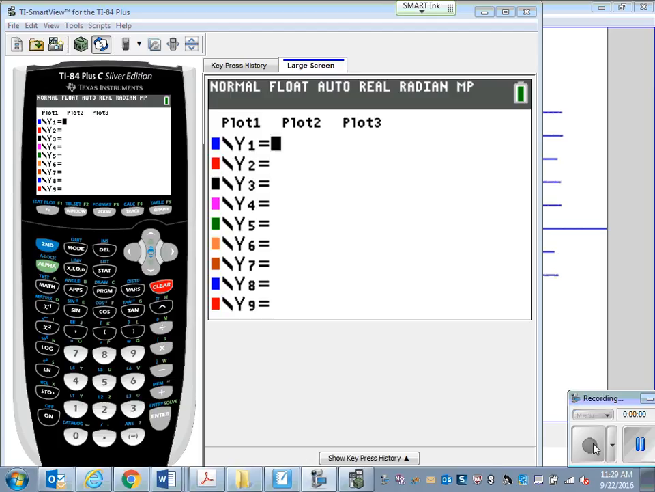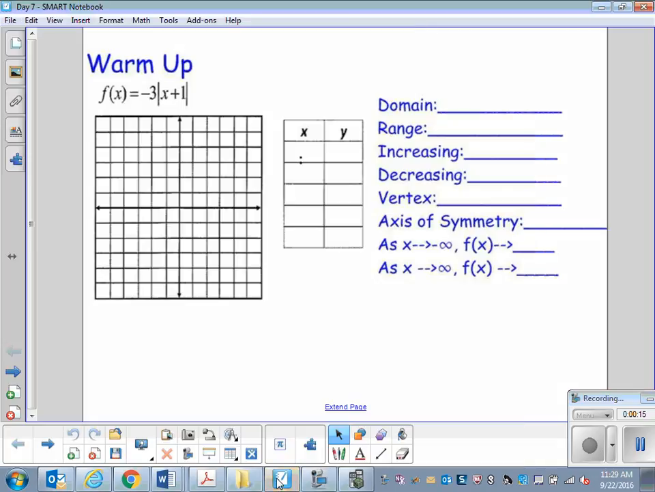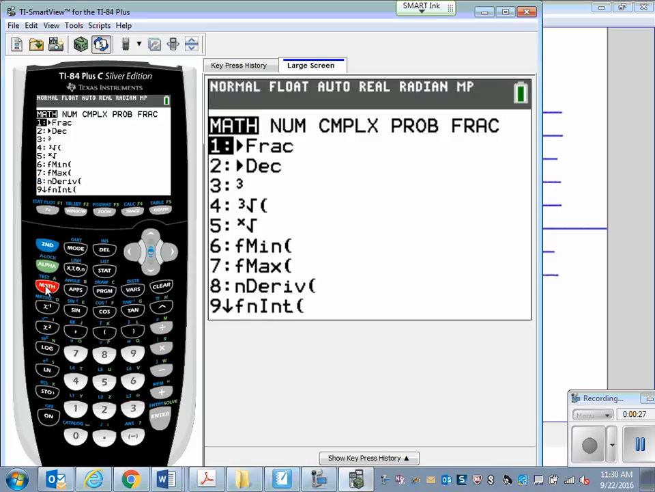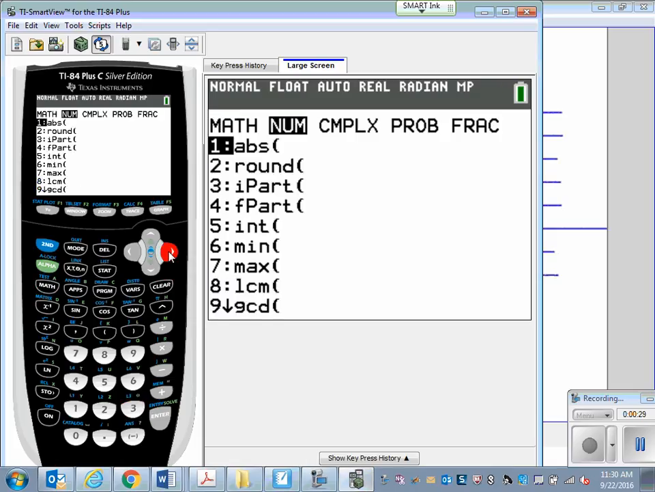So for our warm-up, we're going to go to y equals, and if you already have this graph, then great. We're going to plug it in and see if we get the same thing on our calculator. So my equation is what? -3 times the absolute value of x plus 1. So I'm going to go -3. Absolute value is under math, number, abs.